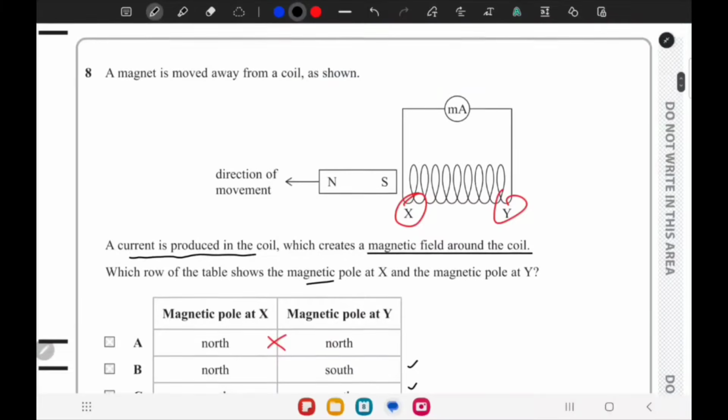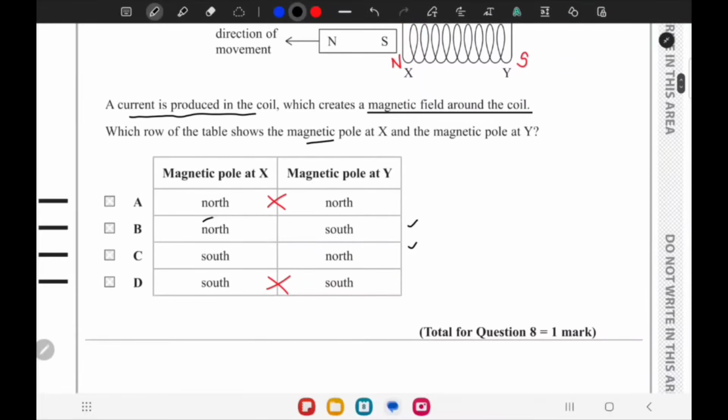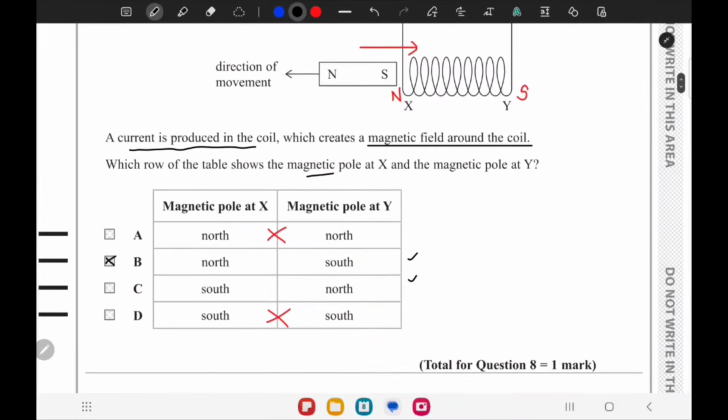Now if the magnet is moving to the left, the induced magnetic field will try to pull it to the right. So the induced magnetic field will provide a force to the right on the magnet. If it is to do that, there must be a north pole at X and a south pole at Y. So the magnetic pole at X would be north and that at Y would be south.